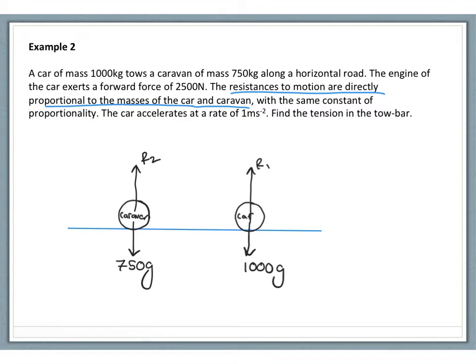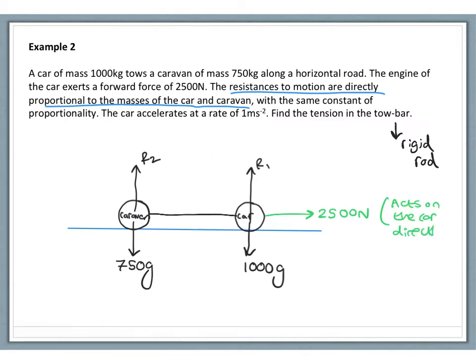Now, the items are joined by a tow bar. So that is being modelled as a rigid rod, not as a light inextensible string. And the engine of the car exerts a forward force of 2,500 newtons. So let's draw on the forward force of the car, 2,500 newtons. Remember, this acts on the car directly, not on the caravan.